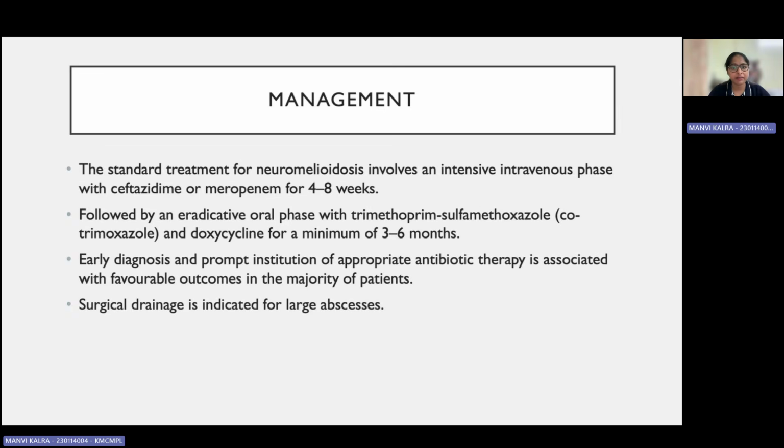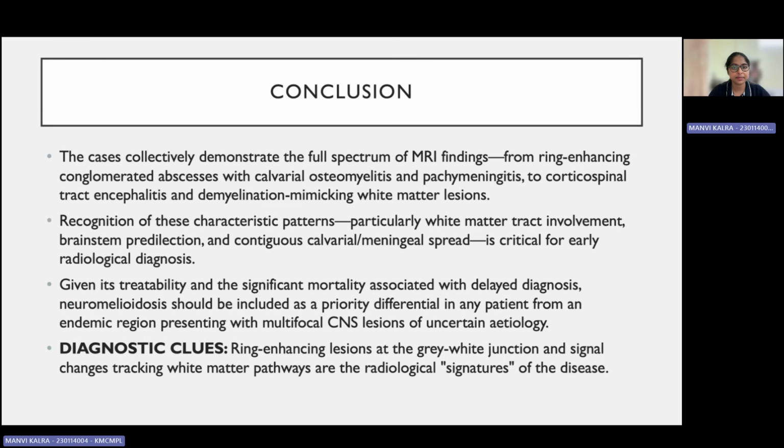Management includes antibiotics, an initial intensive intravenous phase followed by an eradicative phase lasting for 3 to 6 months. Surgical drainage is indicated for large abscesses. The cases collectively demonstrate the full spectrum of MRI findings ranging from ring-enhancing conglomerated abscesses with calvarial osteomyelitis and pachymeningitis to corticospinal tract encephalitis and demyelination mimicking white matter lesions.